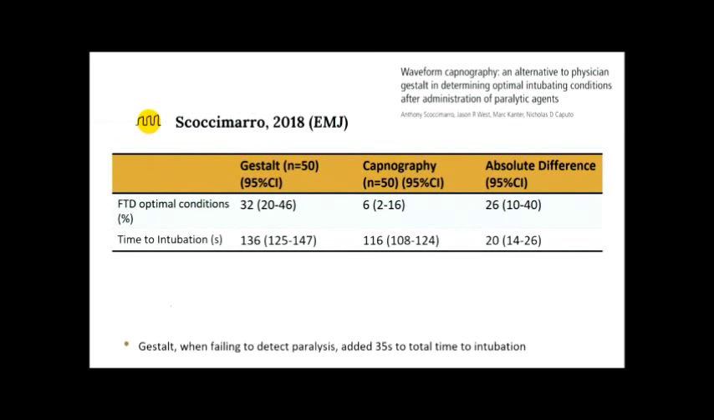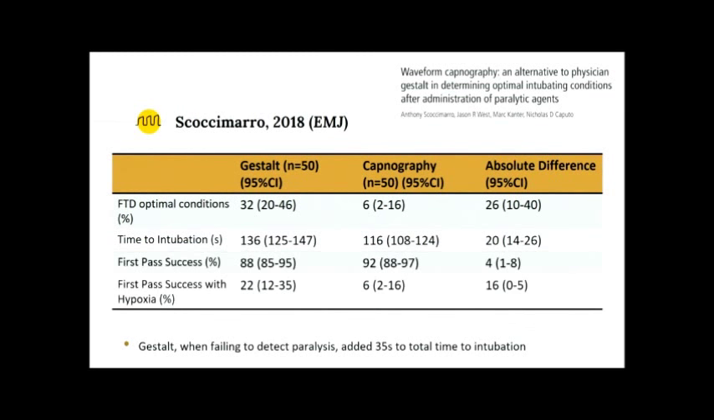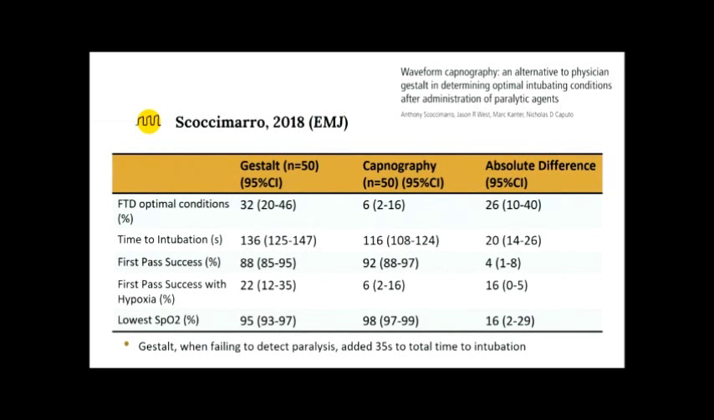They found an increased time to intubation, 136 seconds, so an absolute difference of 20 seconds longer in the Gestalt group. And if the physician failed to detect optimal intubating conditions, so failed to detect apnea, their time would actually increase by an average of 35 seconds. They also noticed trends of higher rates of first-pass success in the capnography group, lower rates of first-pass success with hypoxia, and an overall increased oxygen saturation. Now, of course, you have to take this data with a grain of salt. We're talking about 50 patients in each arm. But these are the trends that they were starting to display.